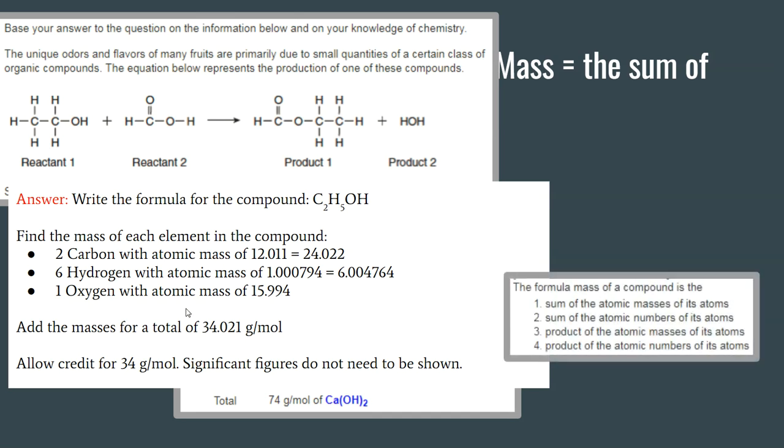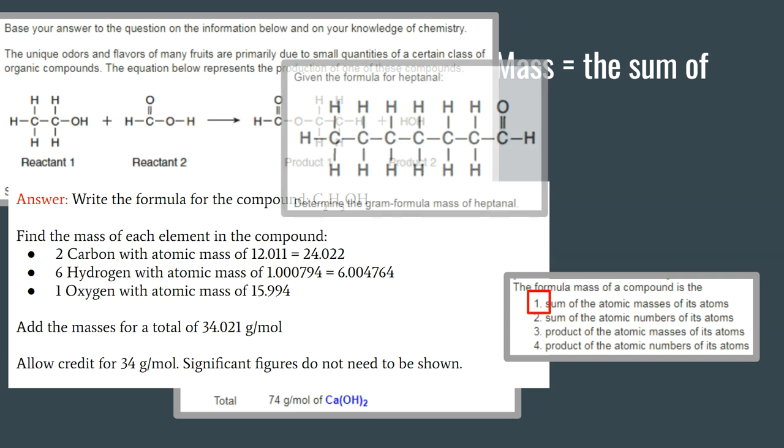The formula mass of a compound is the... You should eliminate 3 and 4 off the bat because gram formula mass has nothing to do with product. And you know that it's not the sum of the atomic numbers, it's the sum of the atomic masses of each atom present in the compound. So choice 1 is correct.